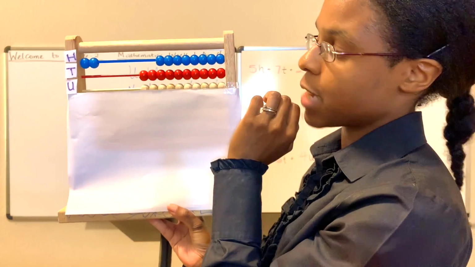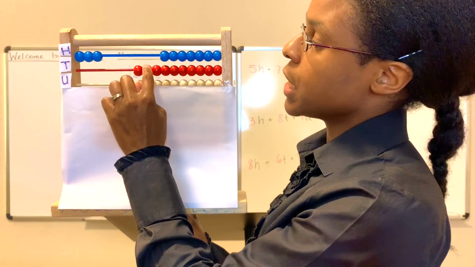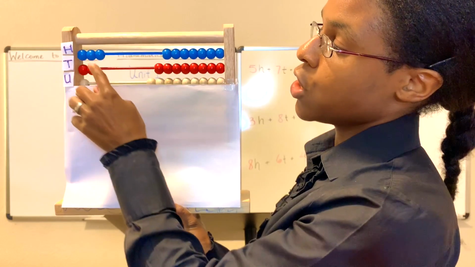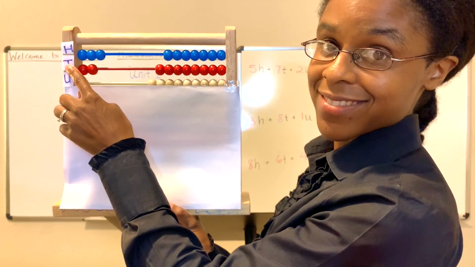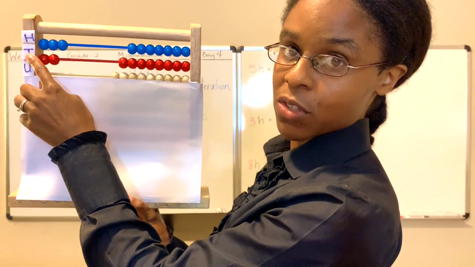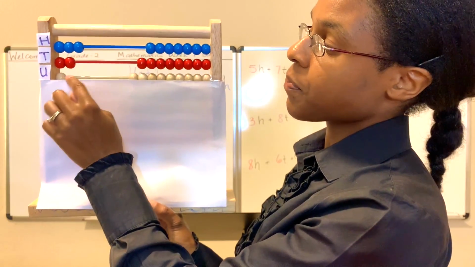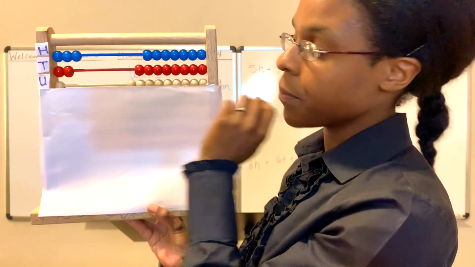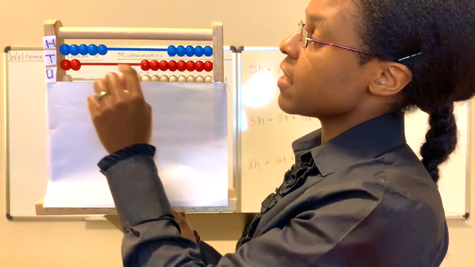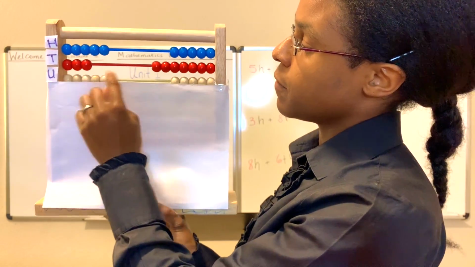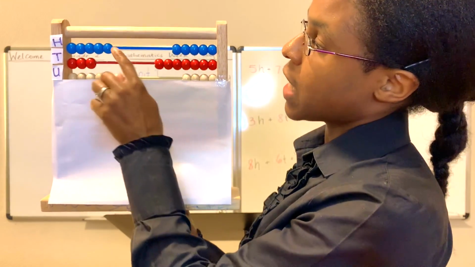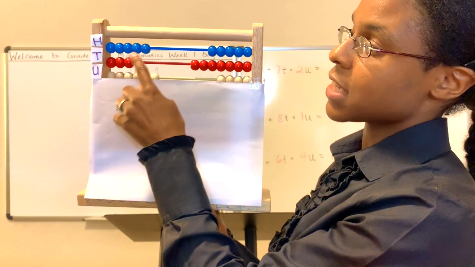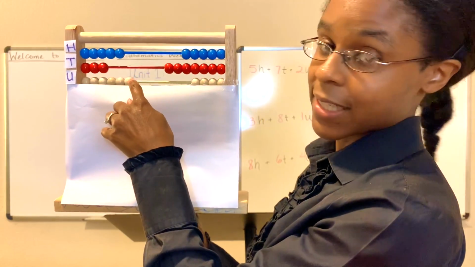So how would you read this abacus? If I put three beads here, two beads there, and one bead there, that would be 300. Two tens, what's two tens? Count by 10: two tens, that's 20. And one unit, that'd be 300 plus 20 plus one, 321. If I were to put five beads here, three beads here, and six beads here, that would be 500, three tens, and six units, that'd be 536.